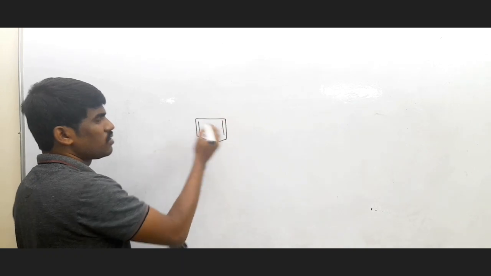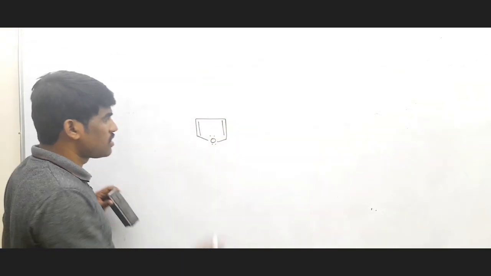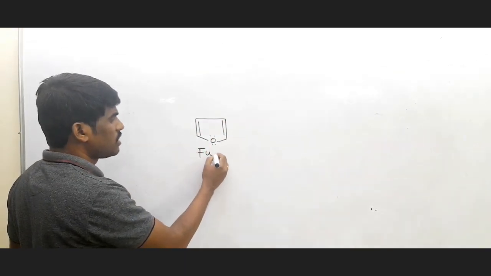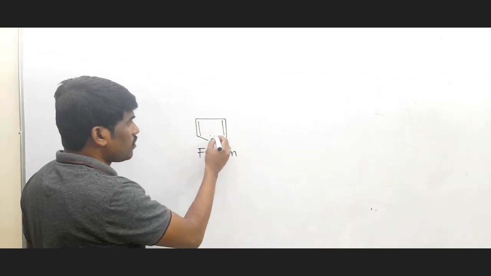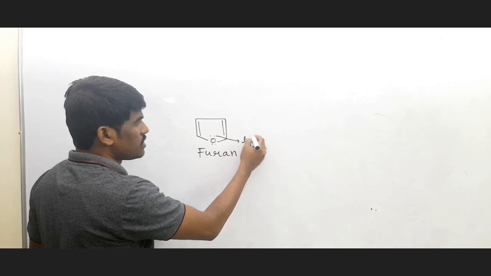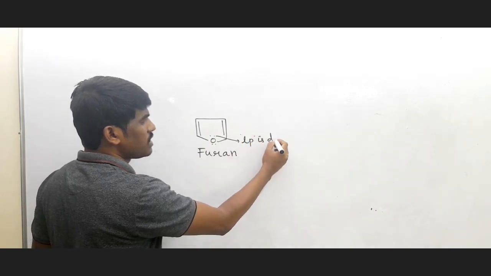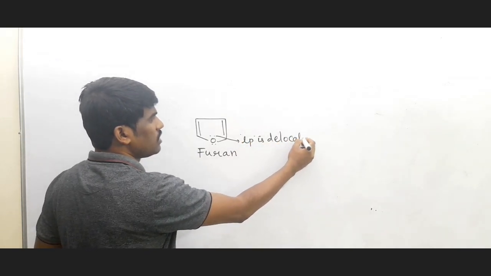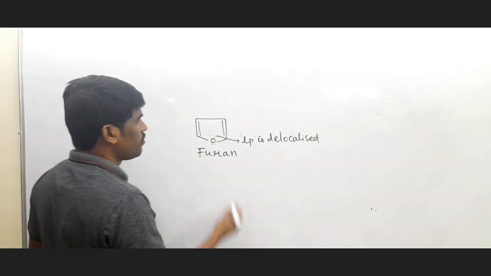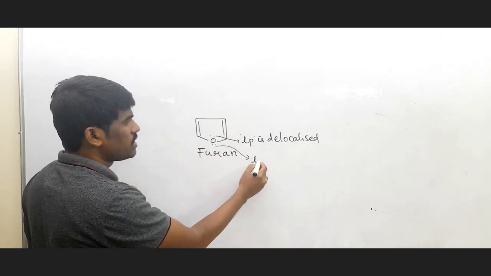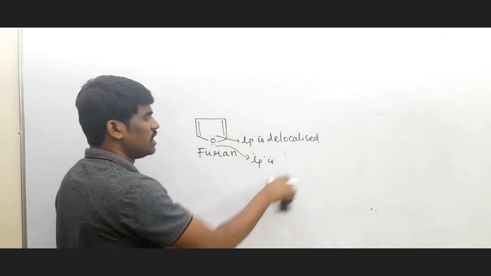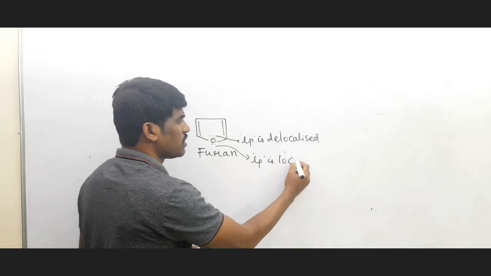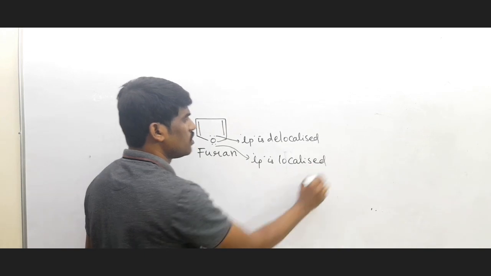This is an oxygen containing heterocyclic compound, and the compound name is furan. Here one lone pair is delocalized. If that lone pair is involved in delocalization, then only it can behave as aromatic. Whereas the other lone pair is localized; it is not involved in conjugation. If it is not involved in conjugation, then the lone pair is said to be localized.